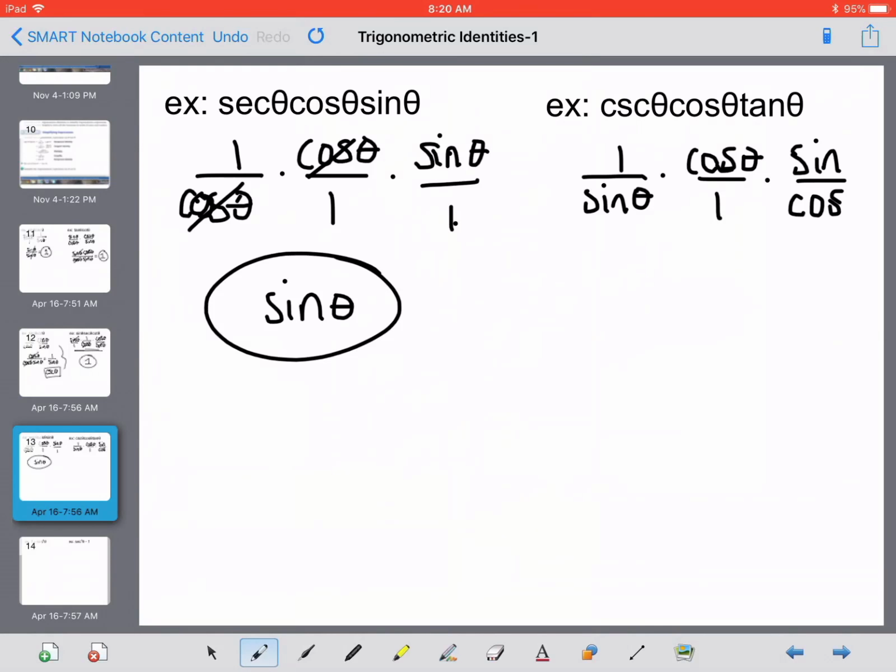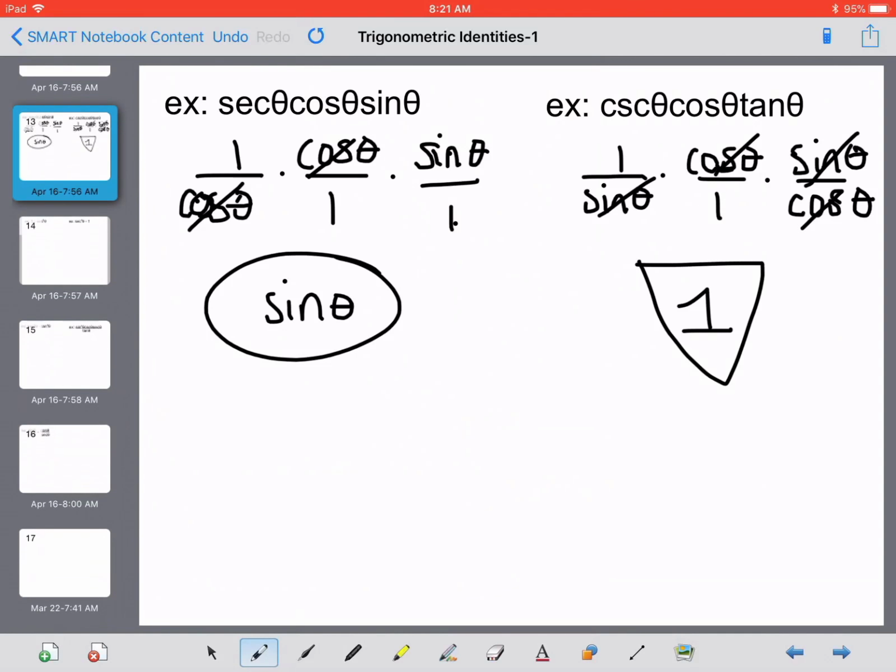Kind of like the similar problem from the other slide. Things are going to cancel out. I forgot my thetas. Things are going to cancel out. Cosine and cosine, sine and sine, and you're just going to be left with 1. Okay? All right, I got several more examples here.